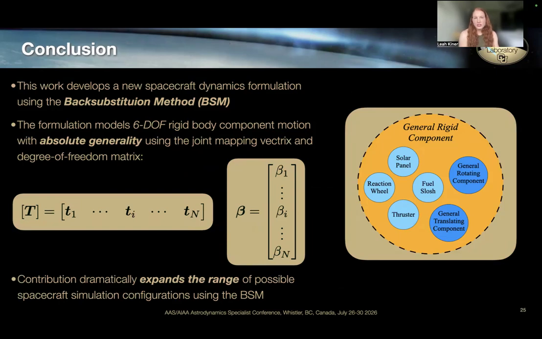Okay, so in conclusion, this work develops a new dynamics formulation using the back substitution method. The formulation models 6 degree of freedom rigid body component motion with absolute generality using a joint mapping vectrix and degree of freedom matrix shown here. And so this contribution dramatically expands the range of possible spacecraft simulation configurations using this method.